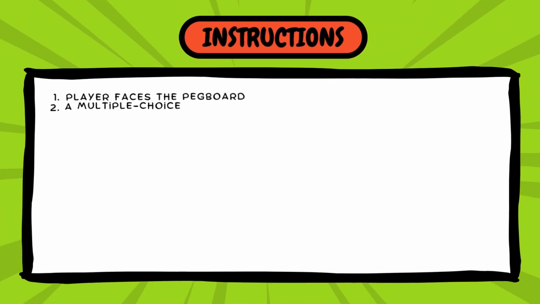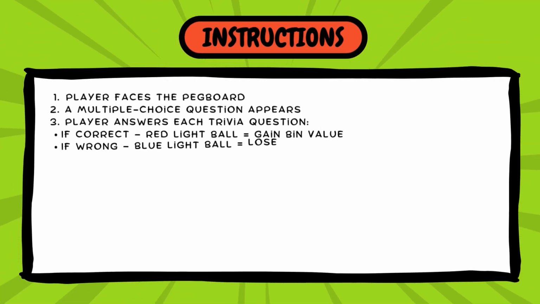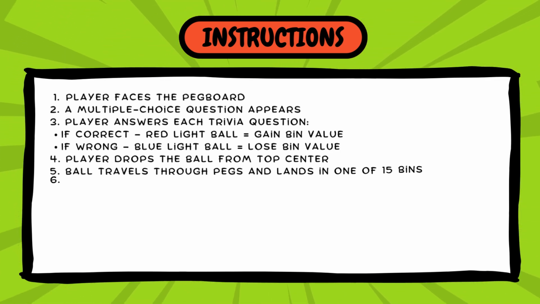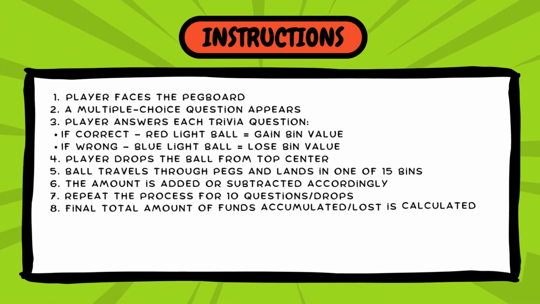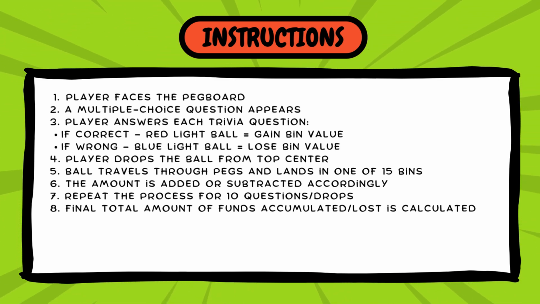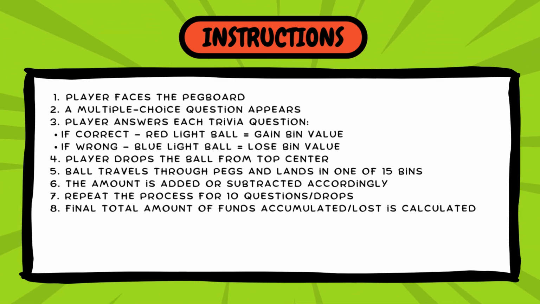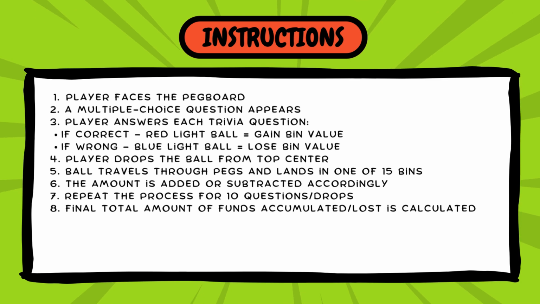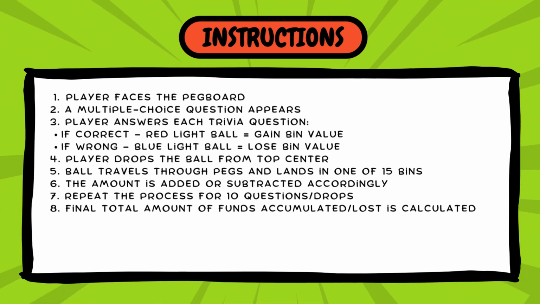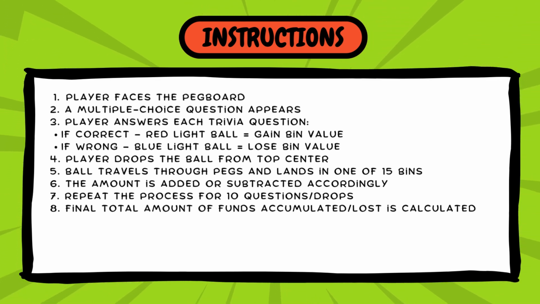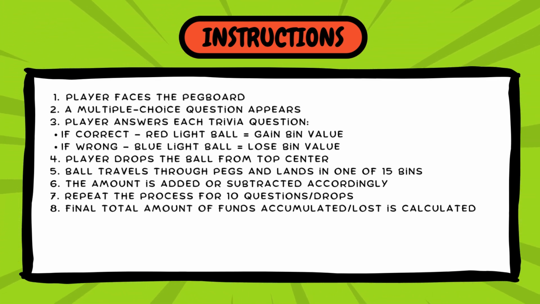Instructions. 1. Player faces the pegboard. 2. A multiple choice question appears. 3. Player answers each trivia question. If correct, red light ball equals gain bin value. If wrong, blue light ball equals lose bin value. 4. Player drops the ball from top center.